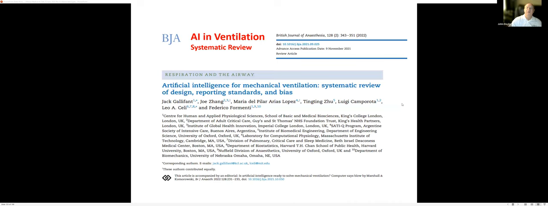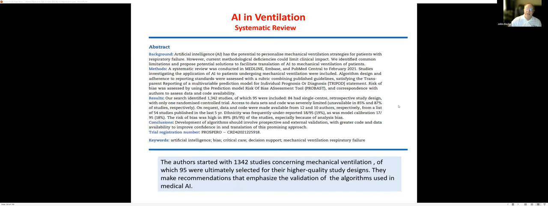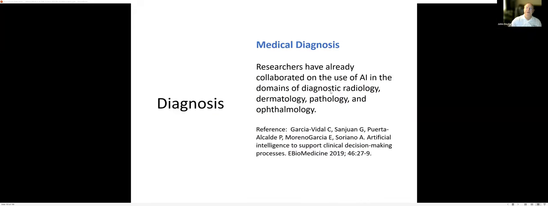Here is an article reviewing artificial intelligence in ventilation. The idea is, what's the best way to ventilate a patient? What pressure waveform are you going to introduce into the breathing tube to achieve a particular goal? The author started with over 1,300 studies of mechanical ventilation. 95 were ultimately selected for their high quality designs, and they made recommendations that emphasized the validation of algorithms used in medical AI. So the simple idea is, what pressure waveform are you going to introduce to the patient, to the breathing tube, and what gas mixture are you going to use for a particular condition?